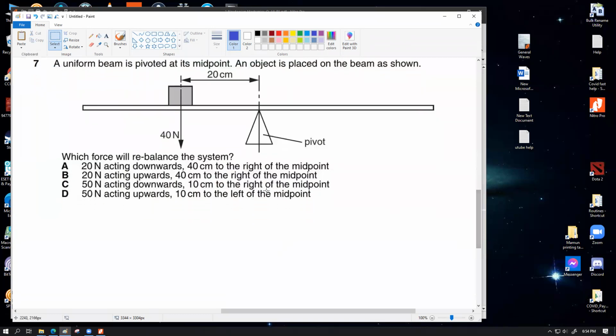Solve this one. See if you can get to the correct response. I'll give you a minute or two.